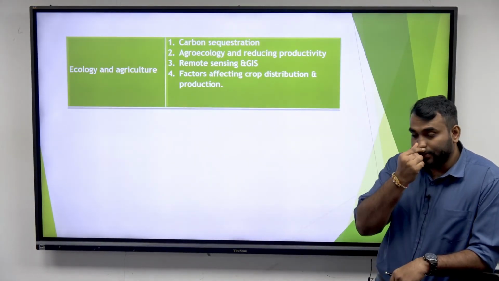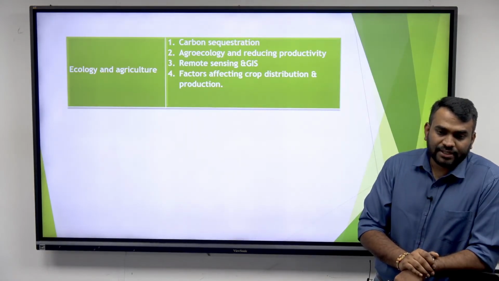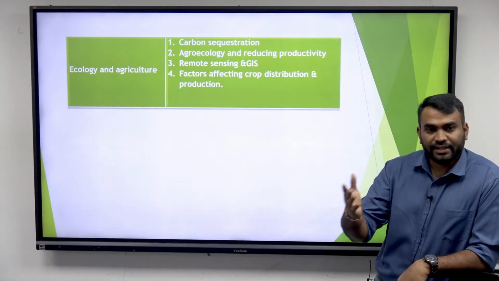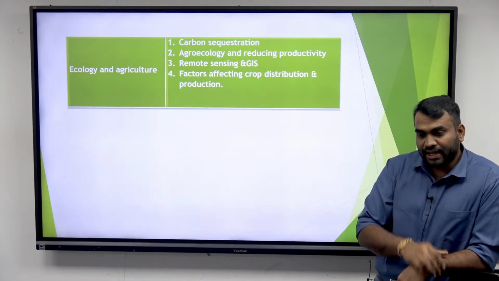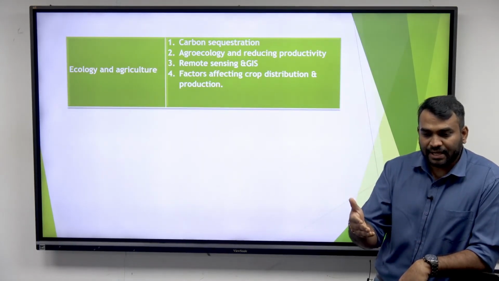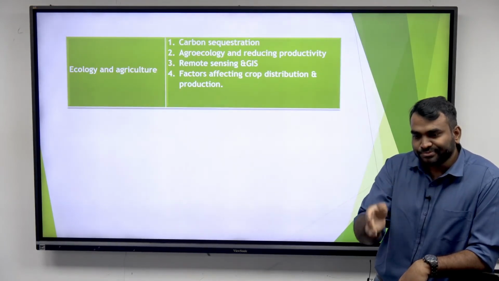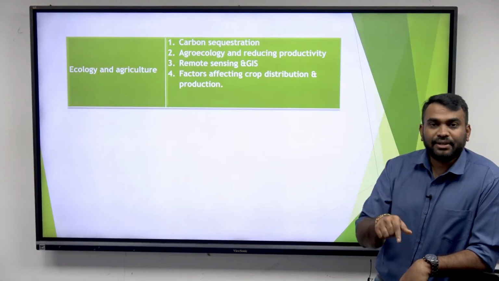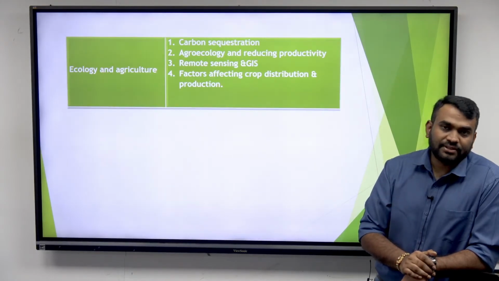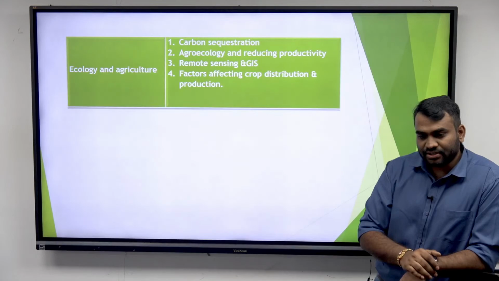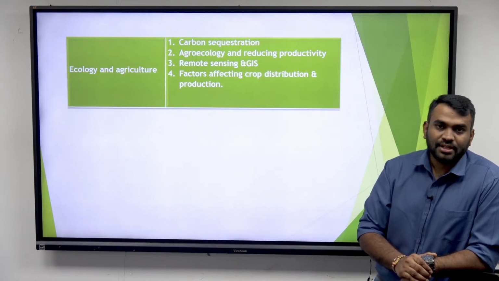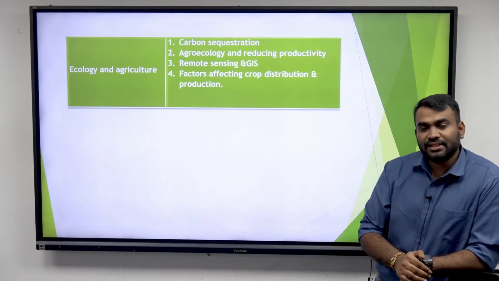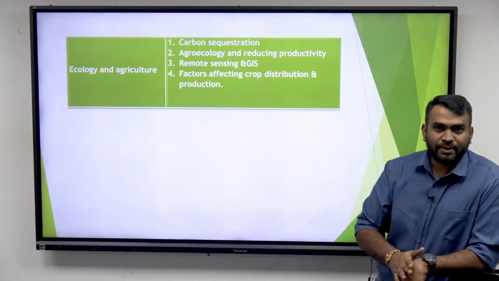Next one is agroecology and reducing productivity. See, for example, if you take ecology, so ecology is basically what? Biotic and abiotic components will be there, and the interactions will happen. But here in agroecology, because of human interference, the system has become more complex. Though if you take the natural ecosystem, the system is much more complex there. Here because the humans are intervening, the complexity of the system is much worse, right? And also because of the utilization of artificial inputs, that is synthetic inputs, the system's productivity has been reducing. And in many cases it has been stagnant. So what are the reasons for that and how can we promote this productivity? That would be one of the important topics.